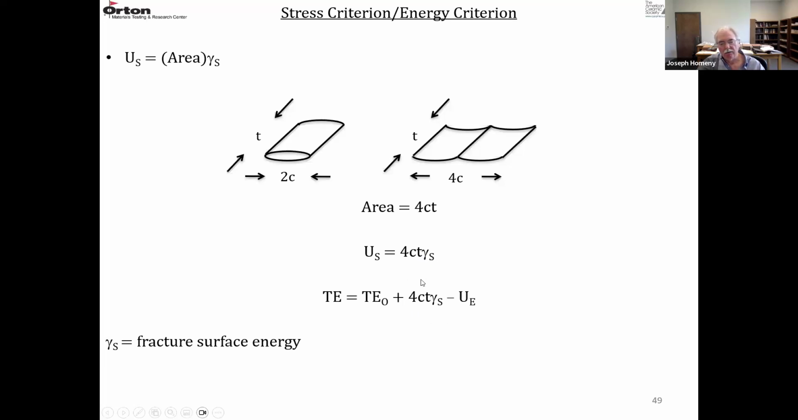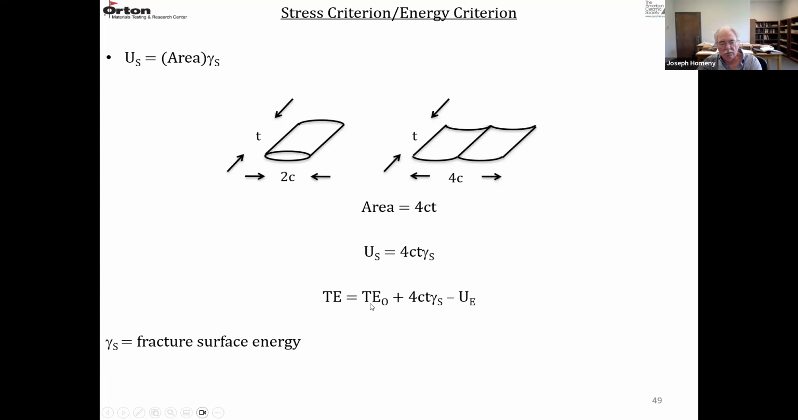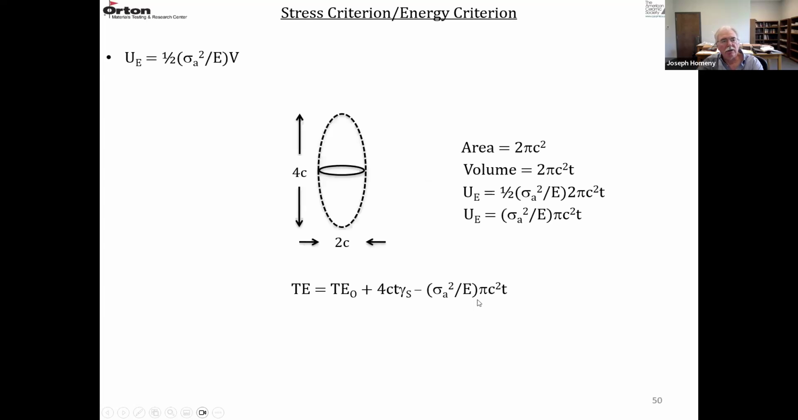And we put that into this equation for US. So TE equals TE0 plus 4CT gamma S minus UE. And gamma S is the fracture surface energy. So now we need the last term here, UE. That equals 1/2 sigma A squared over E. And there's a volume term. So this is the volume of stored elastic strain energy.